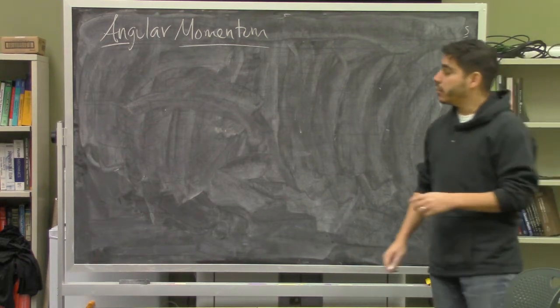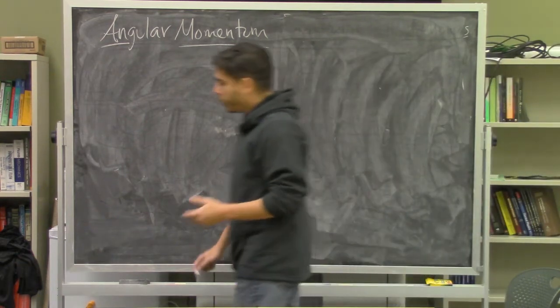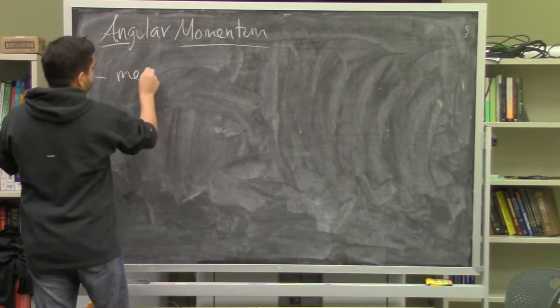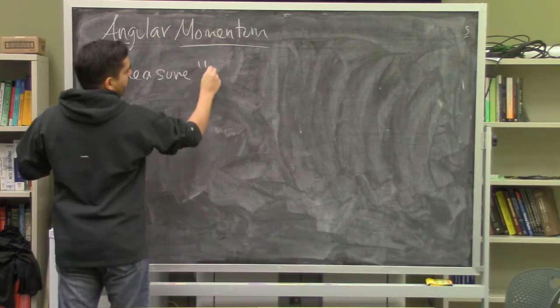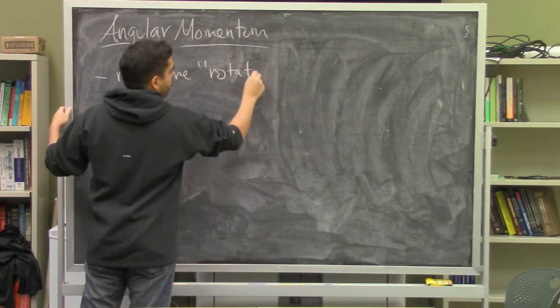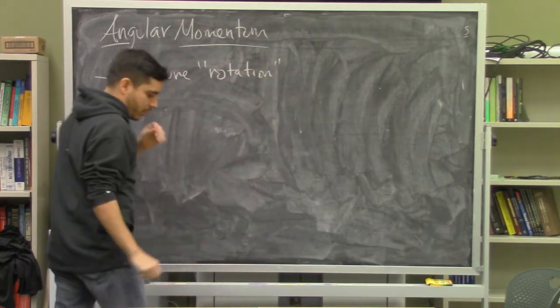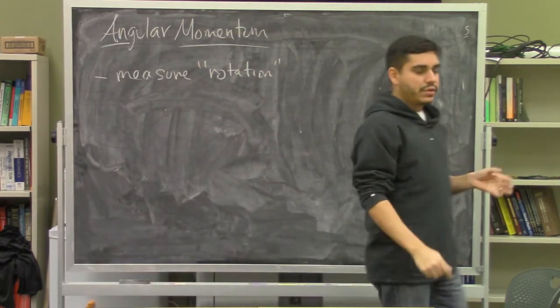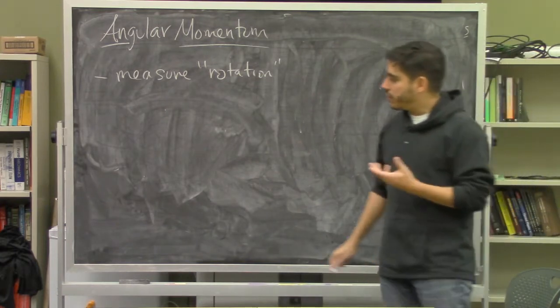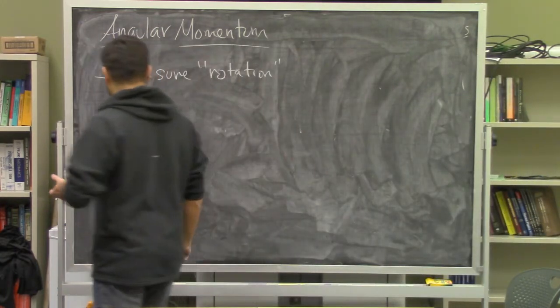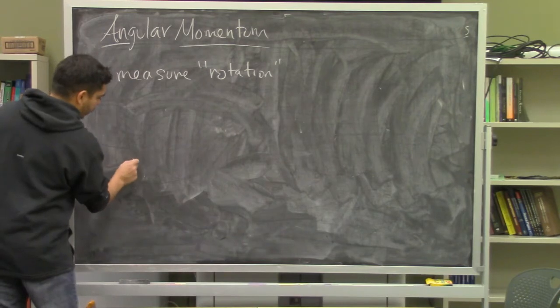All right, in this video I'm going to talk a little bit about angular momentum. Angular momentum is the measure that we have of rotation. And I'm going to put rotation in quotes here because what we're really talking about is rotation about a point. And so our first example of this is going to be curious to you because it's not going to look like something is rotating at all.